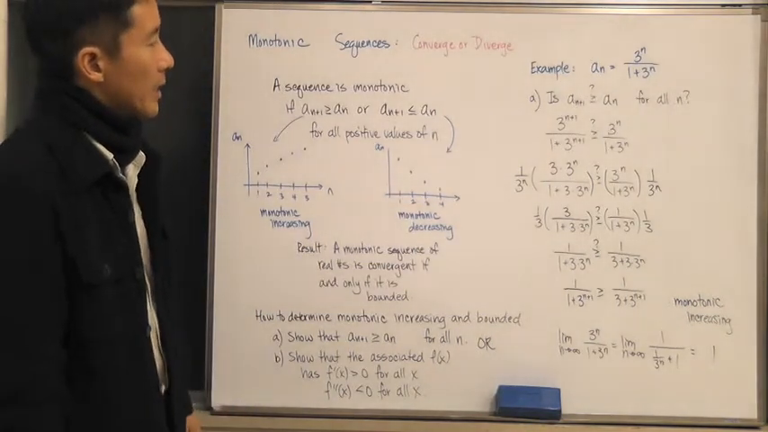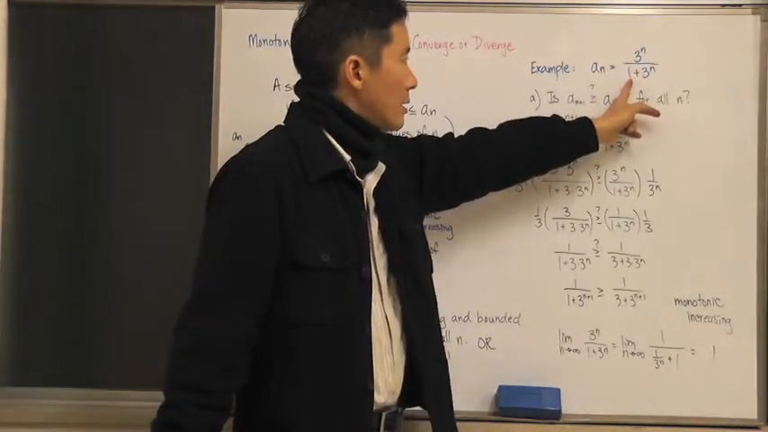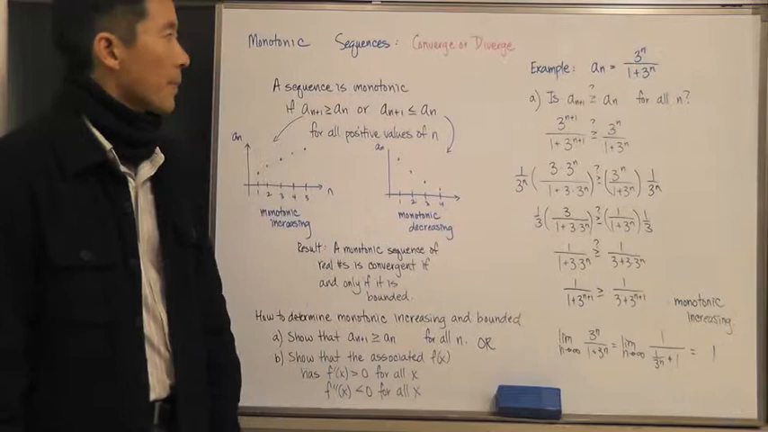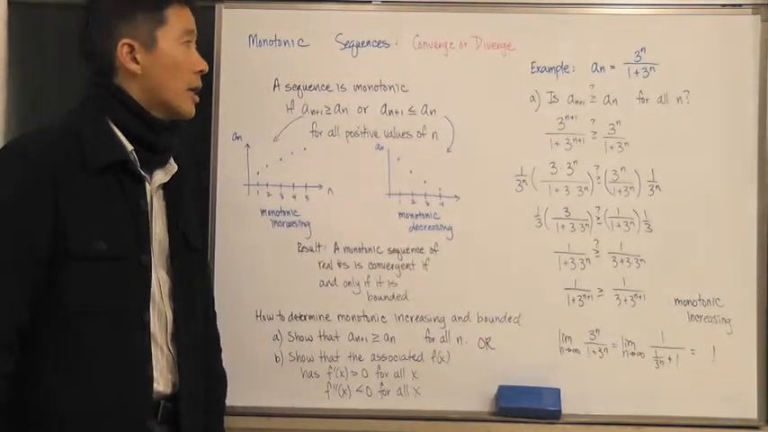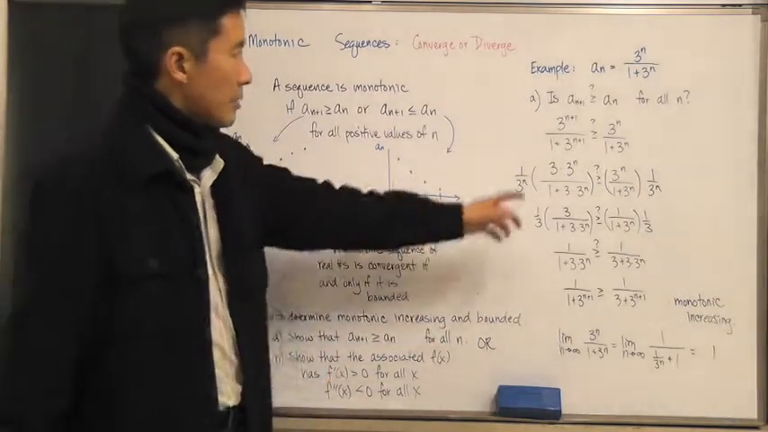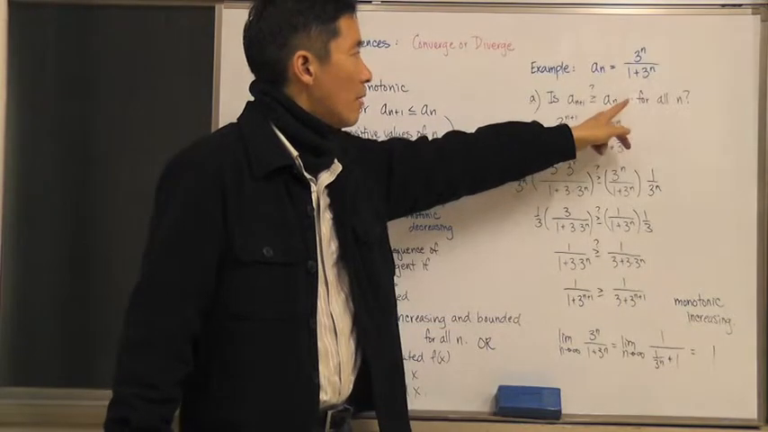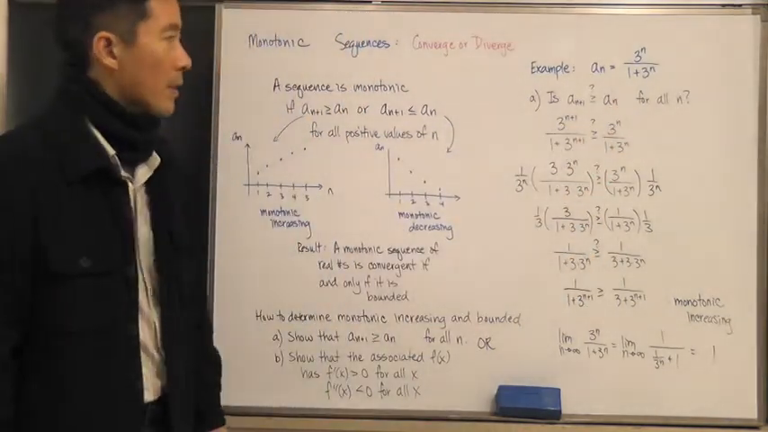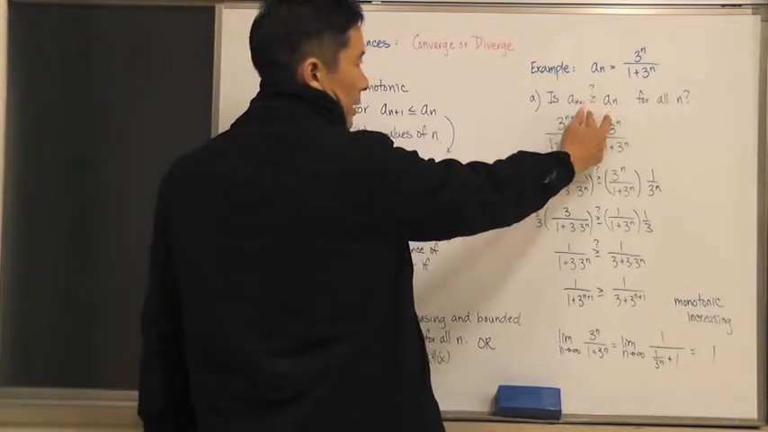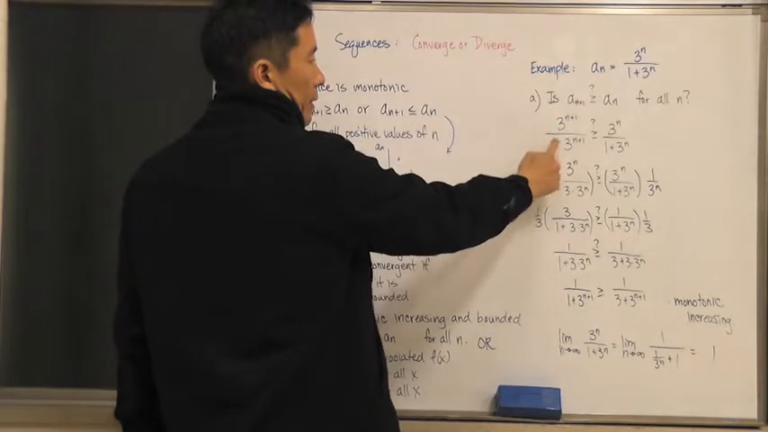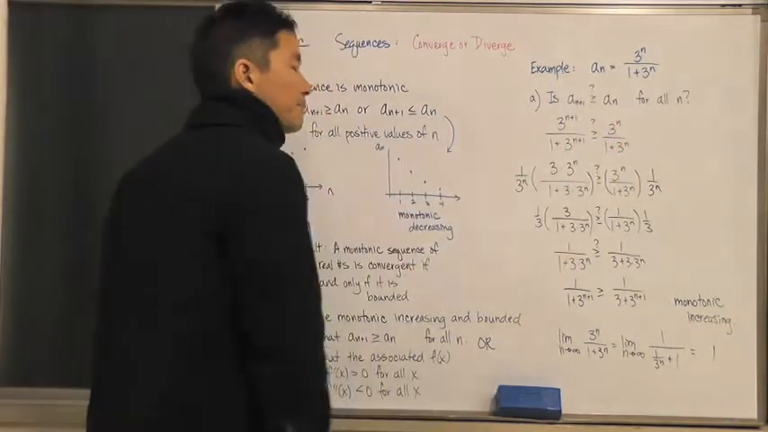Now let's go ahead and take a look at an example here. Say for example we have a sub n equal to 3 to the n divided by 1 plus 3 to the n, and we want to determine whether or not this particular sequence is monotonic. Is it? So let's just say that a sub n plus 1 is greater than or equal to a sub n for all n. Is that going to be true? If we do this substitution, because this is our initial statement, we have 3 to the n plus 1 divided by 1 plus 3 to the n plus 1 greater than or equal to 3 to the n over 1 plus 3 to the n.